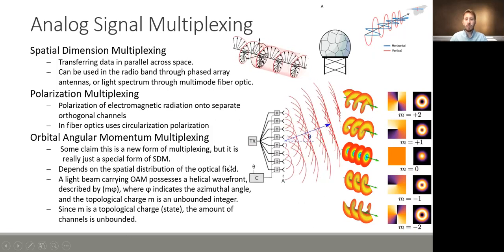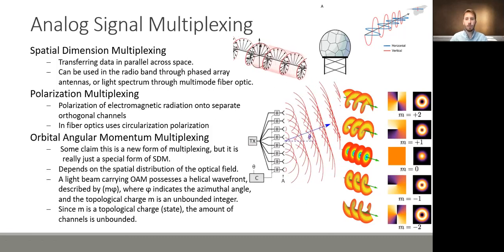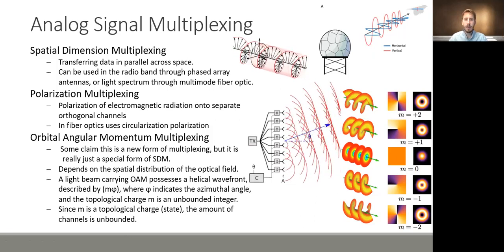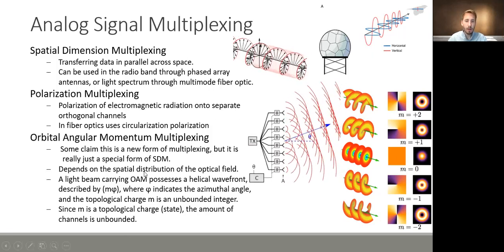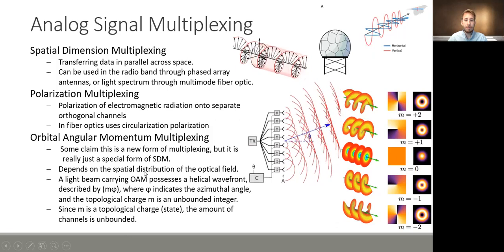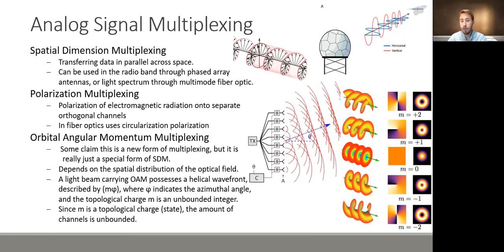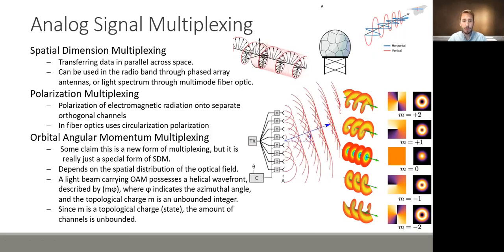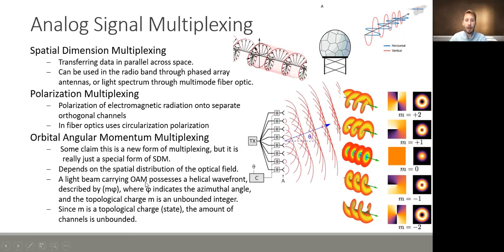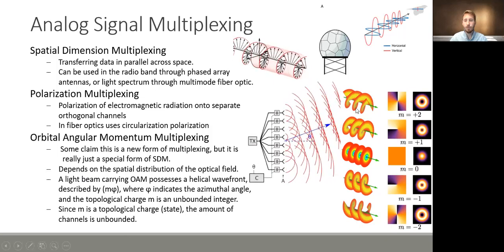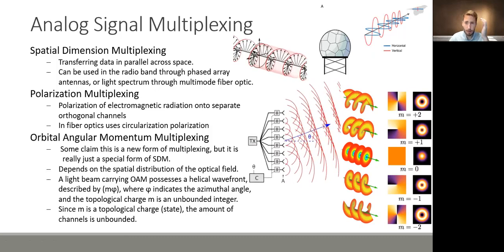However, most see it as really just a special form of spatial dimension multiplexing, and not a new quantum type of multiplexing, because, as we'll see here, it is not quite quantum in nature. Really, the way this is multiplexed depends on the spatial distribution of the optical field. A light beam carrying OAM possesses a helical wavefront. As we see here, we've got these different wavefronts of light, and these can be created in a number of different ways. I read a couple of papers on how they can create these.